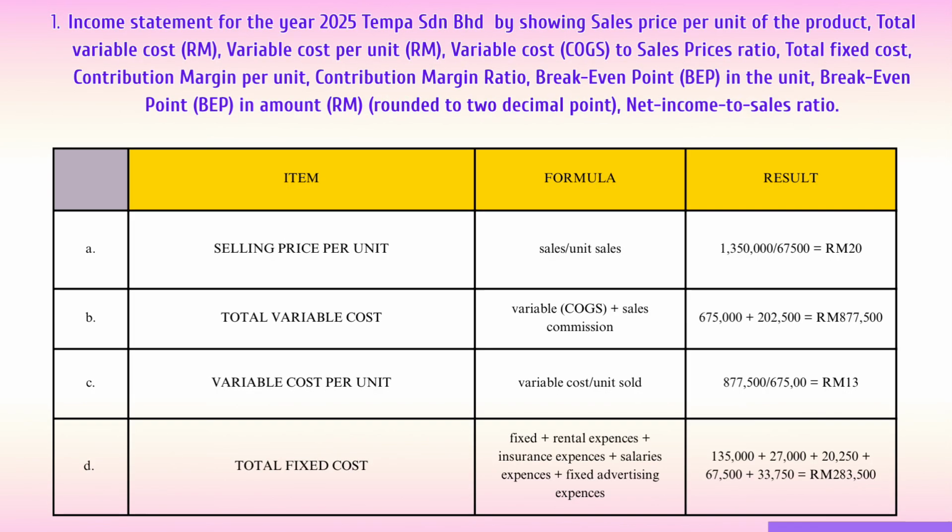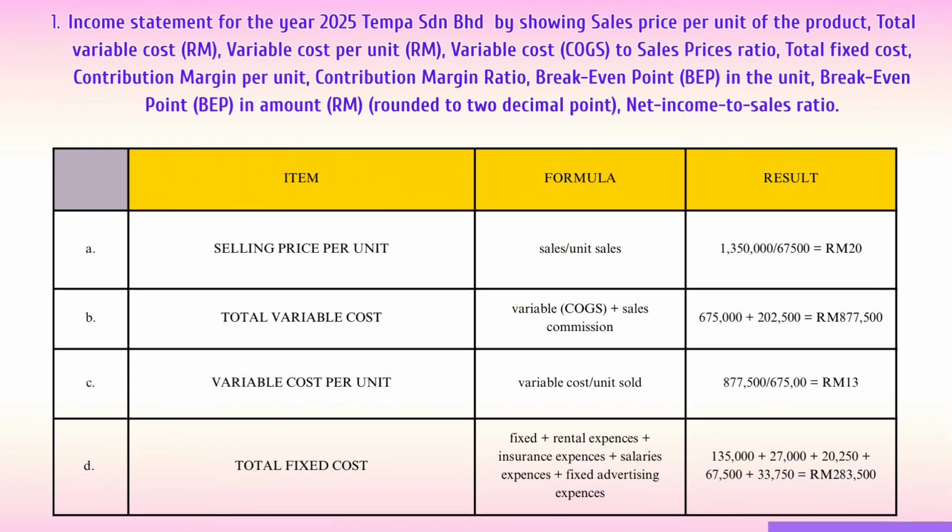expenses report. Income statement for the year 2025, Tempa Sendirian Berhad, by showing sales price per unit of the product, total variable cost per unit, variable cost of goods sold to sales price ratio, total fixed cost, contribution margin per unit, contribution margin ratio, break-even point in unit, break-even point in amount, rounded to 2 decimal points, net income to sales ratio.